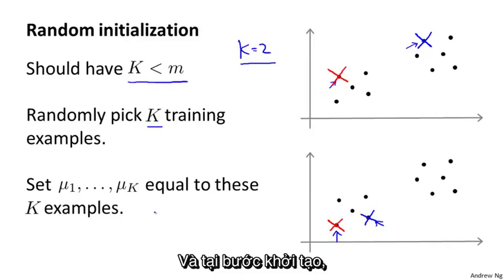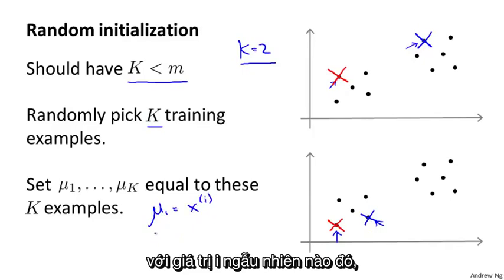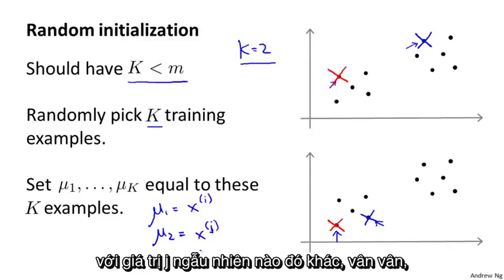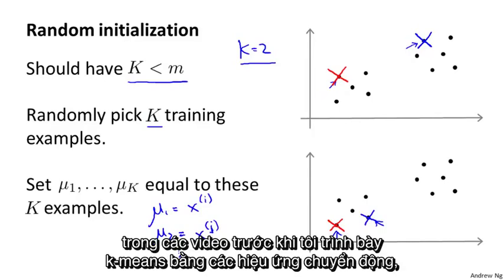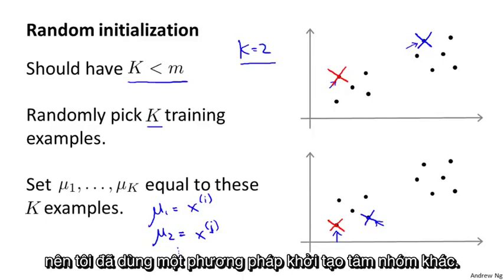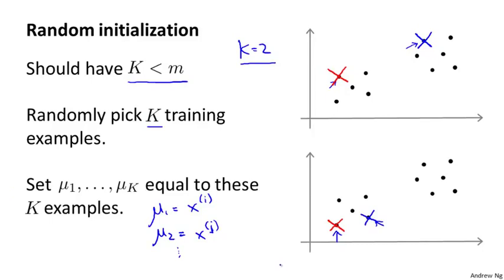And so at initialization, your first cluster centroid, mu1, will be equal to x i for some randomly chosen value of i, and mu2 will be equal to x j for some different randomly chosen value of j, and so on if you have more clusters and more cluster centroids. As a side comment, in the earlier video where I first illustrated k-means with an animation, in that set of slides, only for the purpose of illustration, I actually used a different method of initialization for my cluster centroids. But the method described on this slide is really the recommended way, and the way that you should probably use when you implement k-means.